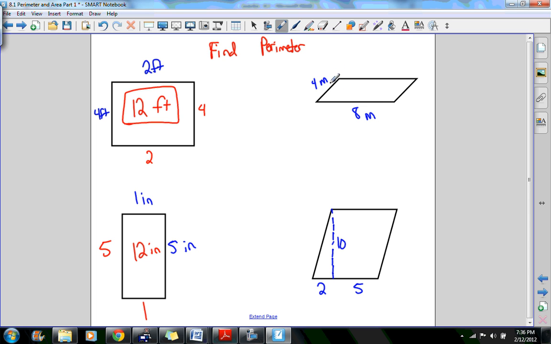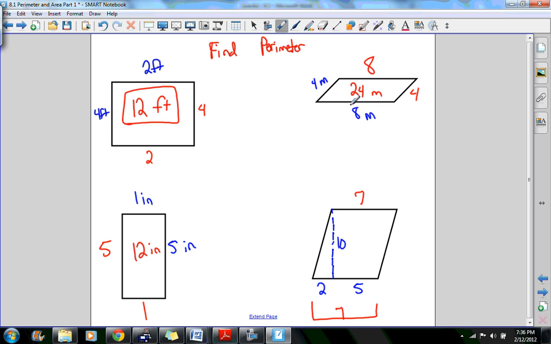Over here, parallelograms follow pretty much the same rule. If this is 4, that has to be 4. If this is 8, that has to be 8. 8 plus 8 is 16. 4 plus 4 is 8. 16 plus 8 is 24. And now we have to solve for meters. Now we have a problem here. On the bottom, 2 plus 5 is 7, so that means that this whole bottom part of the figure is 7. That means this top is 7.